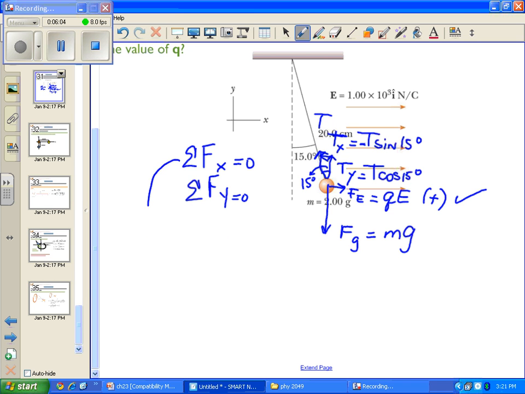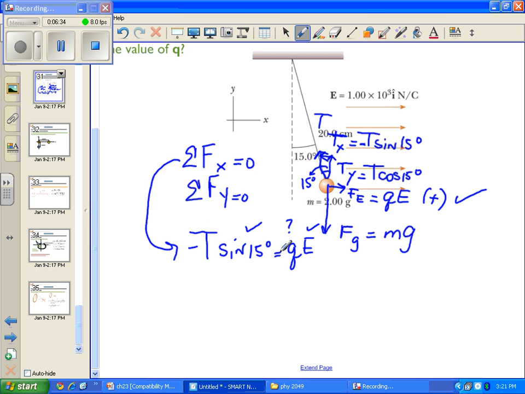Well, first condition, that the sum of the forces in the x must equal 0: minus T sine of 15 degrees plus QE equals 0, so QE equals T sine of 15 degrees. Well, let's see. We know E. We don't know Q. In fact, that's what they asked us to solve for. We know sine of 15, but we don't know T.